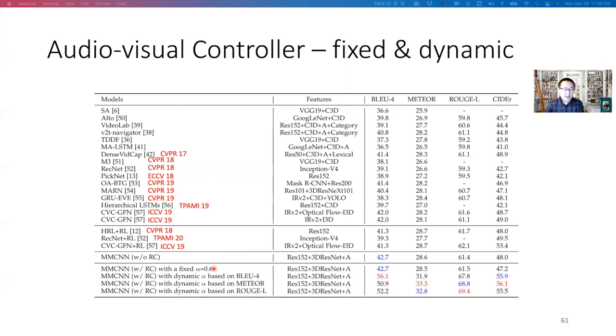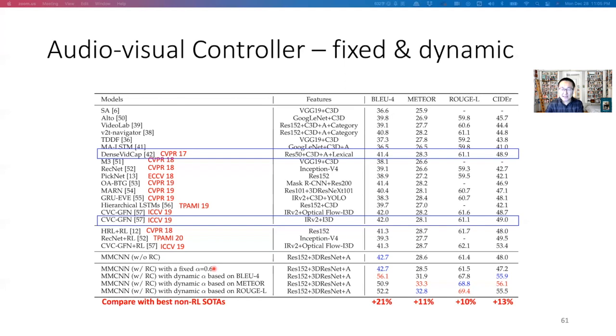Then we can see that compared to the best non-oracle method, our model shows significant relative improvements. To demonstrate it, we can compare a recent CVC GFN with the dense video caption method. We can see that the performance is only slightly improved over three years. But when we compare the proposed oracle methods with the other methods, we can see that with dynamic audio-visual integration, our model shows significant improvements.